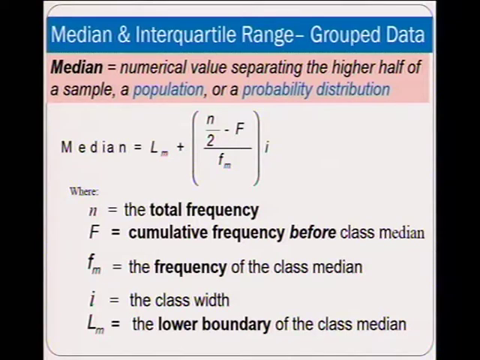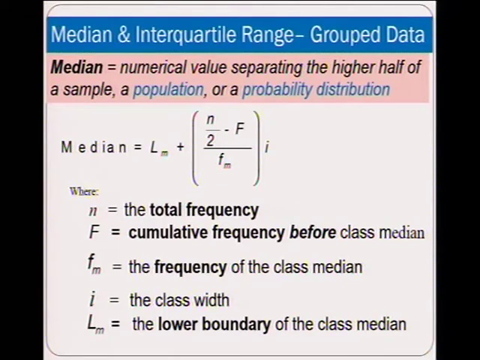I want us to move to the other variable that we want to calculate here, the median. And what is the median? It is the numerical value separating the higher half of a sample, a population, or a probability distribution. So we are given an array of data, and we are asking what is the middle part of that data. It will be very easy if the data is ungrouped, but here we want to focus on grouped data because that's where most of us sometimes face challenges.